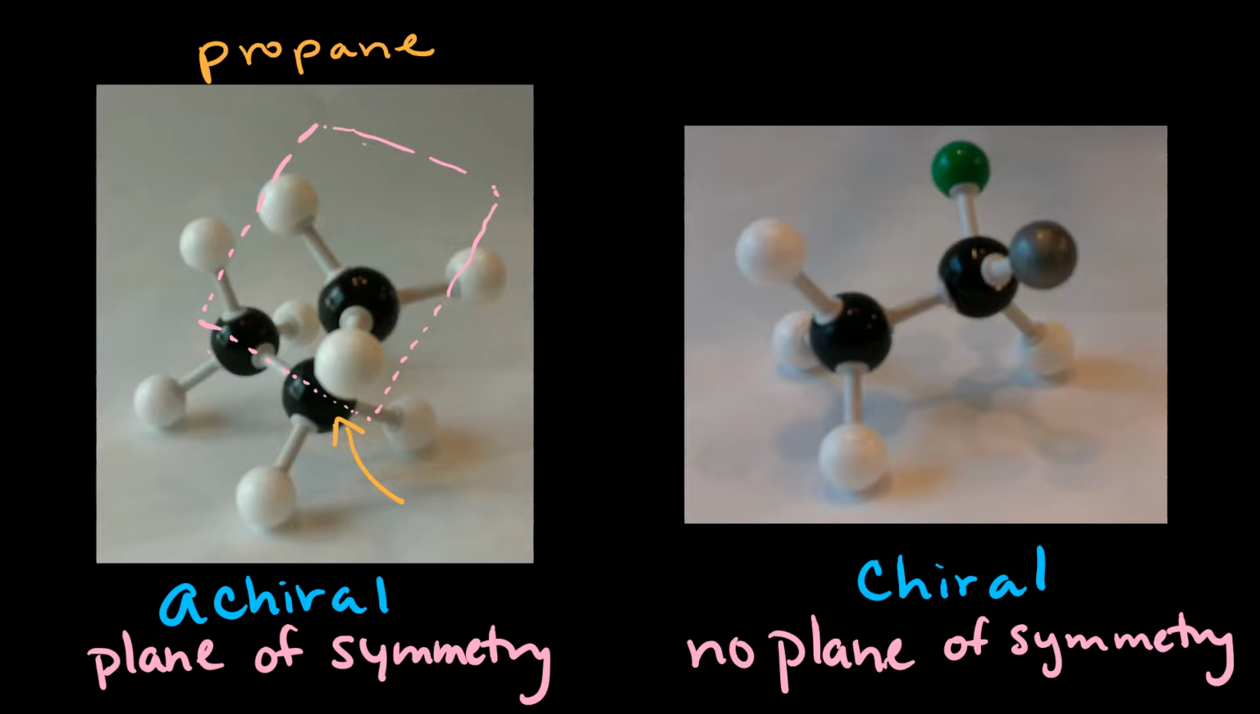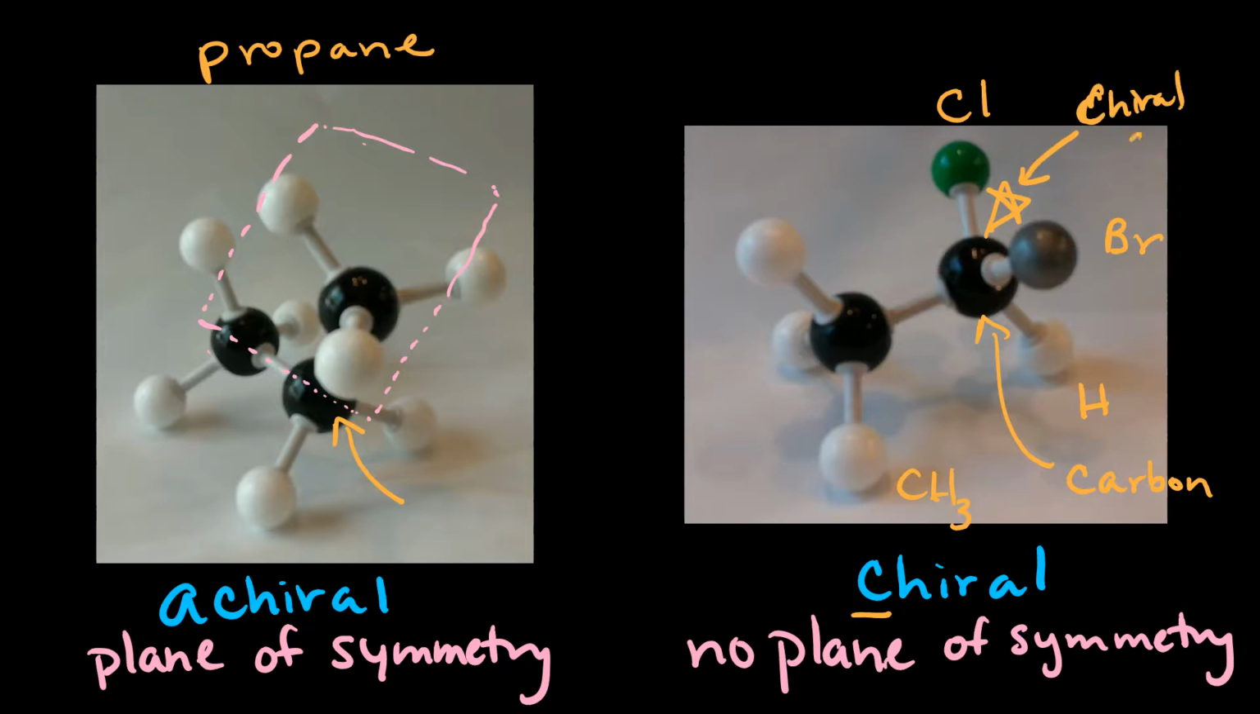identical halves. On the other hand, over here where we had a chlorine, a bromine, a hydrogen, and a methyl group, there was no way that we could draw such a plane of symmetry. And so this was a chiral molecule. And specifically, it's this carbon here that's chiral. So we're going to say that that's a chiral carbon or a chiral center. You're going to see those words used interchangeably. So I'm going to mark this with a star and say that this is the chiral carbon at this position.